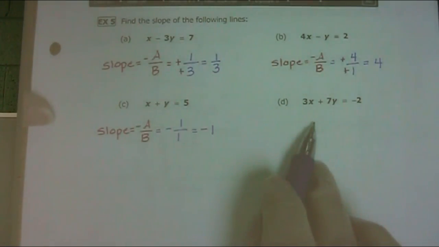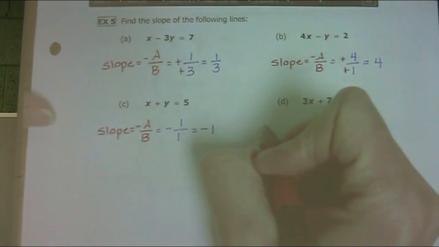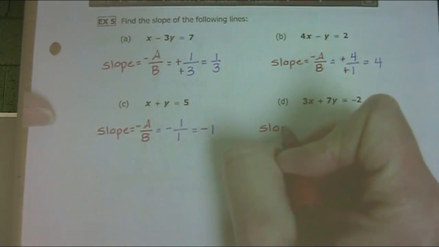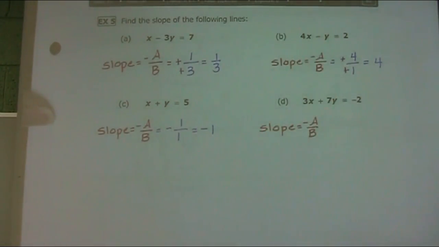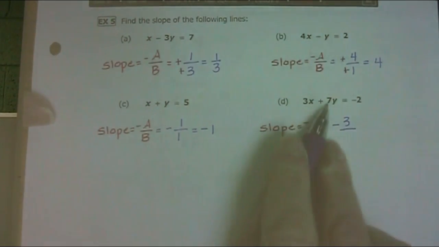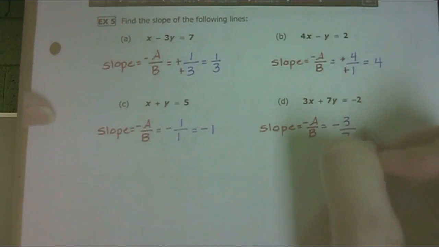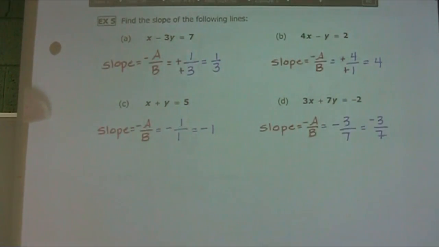My last example here. Again, I have an equation in standard form. I'm going to write my formula. Slope equals negative a over b. Put a negative out front. A is 3, so that goes in the numerator. B is 7, that goes in the denominator. And my slope is negative 3 over 7.